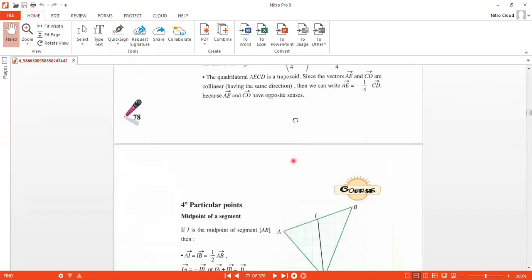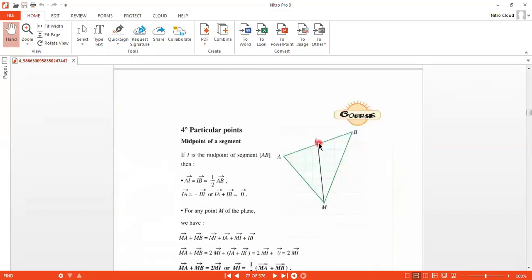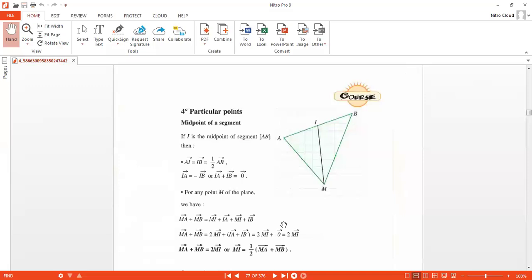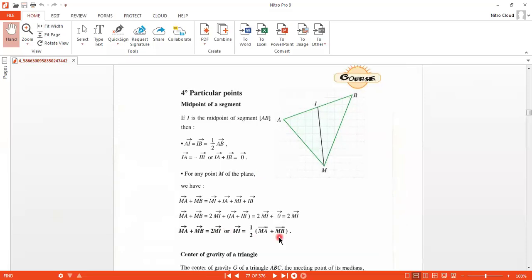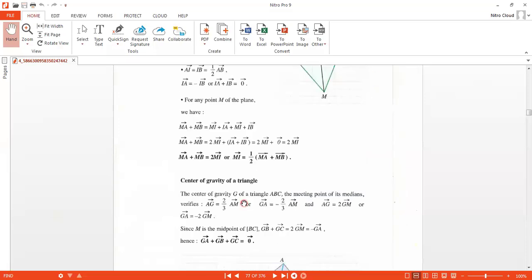Now, the particular points. The midpoint of a segment: you have to know that if I have I the midpoint of a segment, then IA plus IB equals 0, or AI equals IB. And you have to know that MA plus MB equals 2MI, or MI equals half of MA plus MB. So the most important thing that you have to know is MA plus MB equals 2MI, or MI equals half of (MA plus MB).